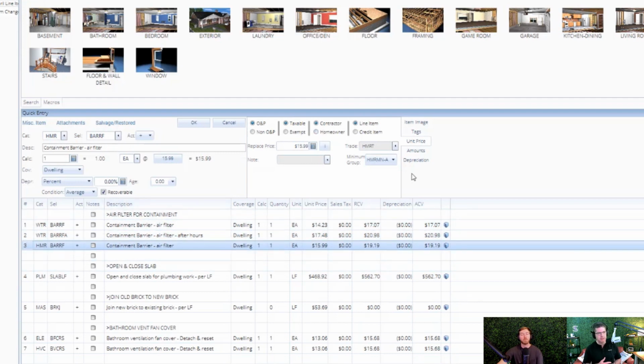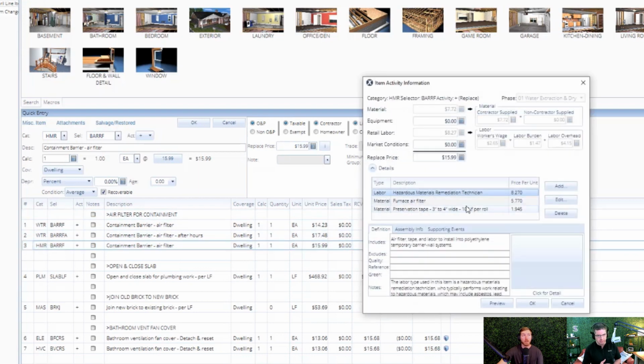And there's labor in there, right? That was the other thing I wanted to point out here: sometimes these filter or post oriented line items are material only. But these are WTR and HMR for a reason. They have their respective labor trade codes, CLN-R for the WTR category, HMR for the HMR category. They have labor included in these line items.